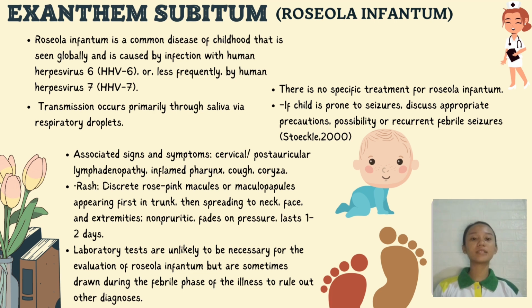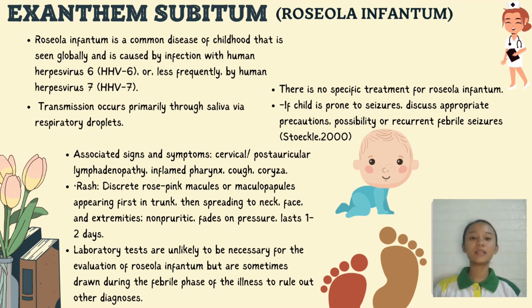It has associated signs and symptoms such as cervical or post-auricular lymphadenopathy, inflamed pharynx, cough, and coryza. Next, its rash has discrete rose-pink macules or maculopapules. When we say maculopapules, it is derived from two words, macule and papule. Macule means flat rash and papule means raised rash. So, if you combine them, maculopapules means a rash with both flat and raised parts.